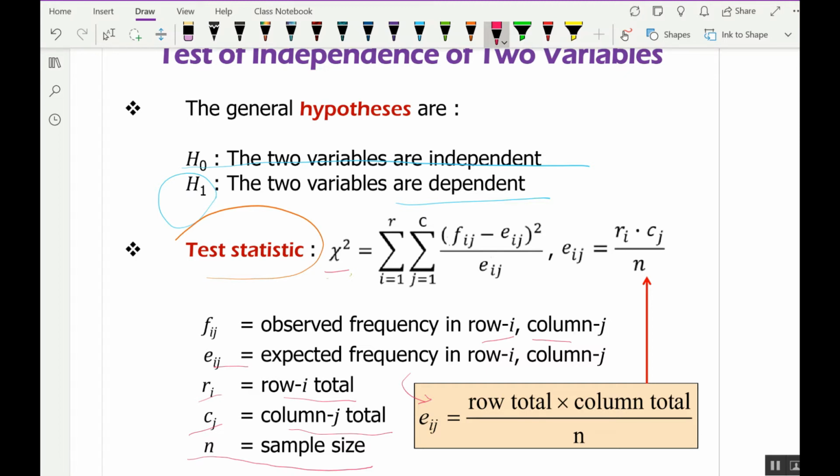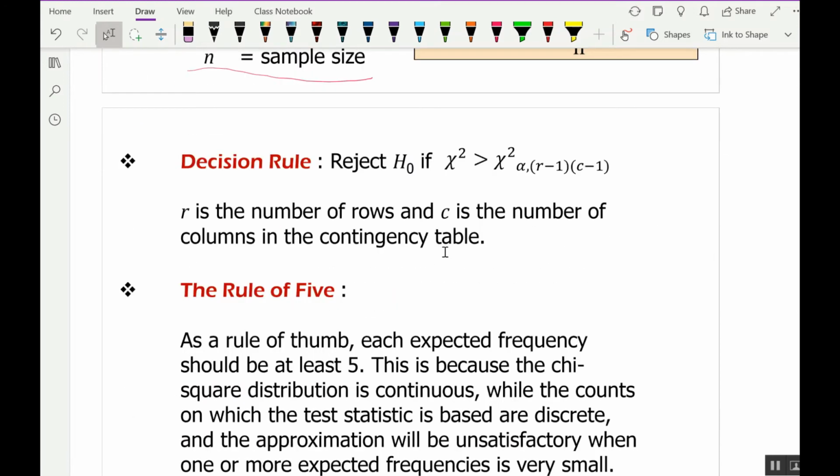So how do we get this? This is the one that we were talking about just now: the expected frequency from this formula, row total times column total, Ri times Cj, divided by the sample size. So basically, this is the formula that needs to be used to calculate the test statistic of chi-square. Moving further, the next step is the decision rule. So we are looking at the steps involved first, and later on we'll see an example of how to apply this. So the next step is the decision rule.